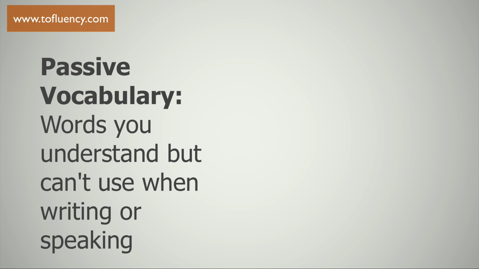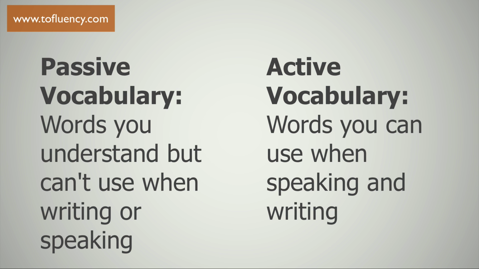So let's start with the definition. Passive vocabulary is this: words that you understand when you are reading or listening but can't use when writing or speaking. So these are the words you understand but you can't use. On the other hand, active vocabulary is this: words that you can use when speaking and writing. So you understand them and you can use them when you are using your English.